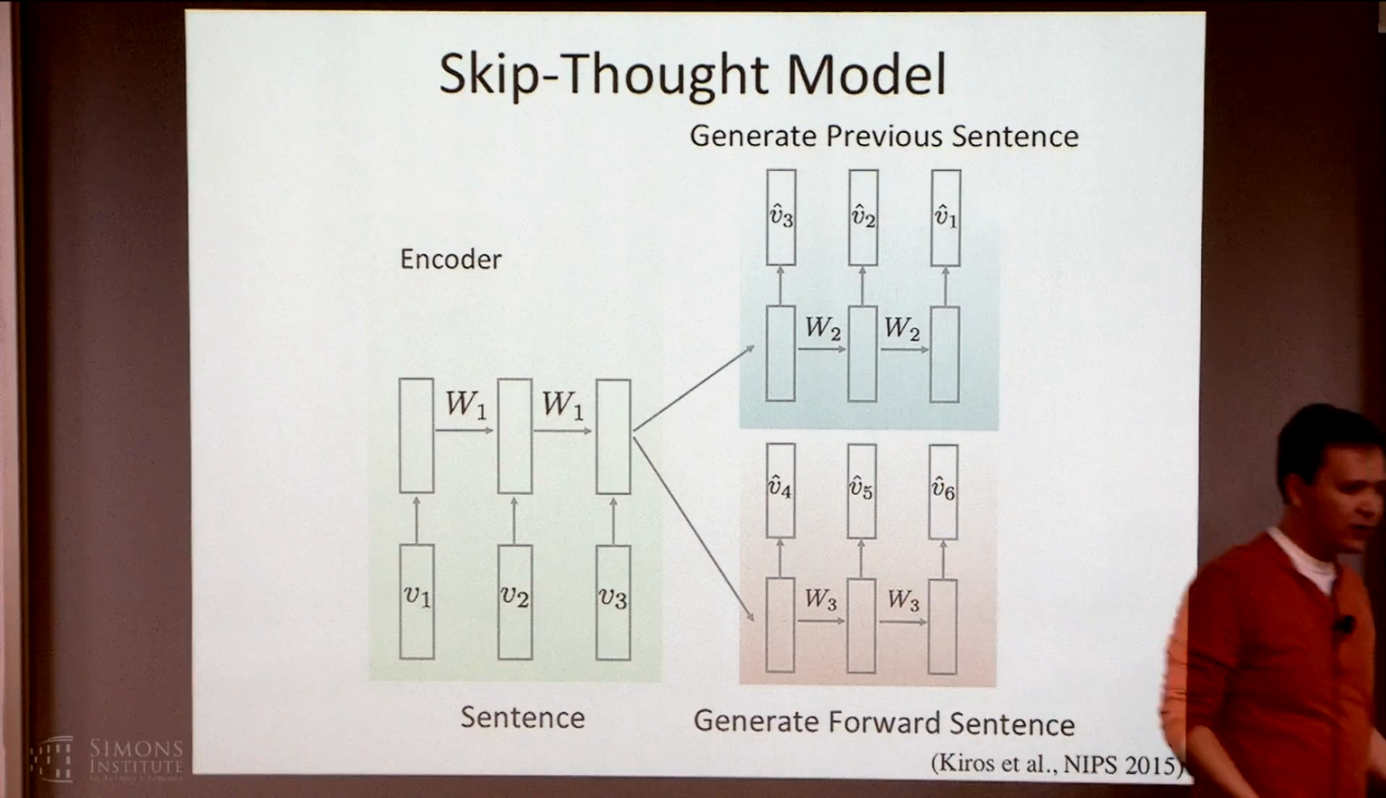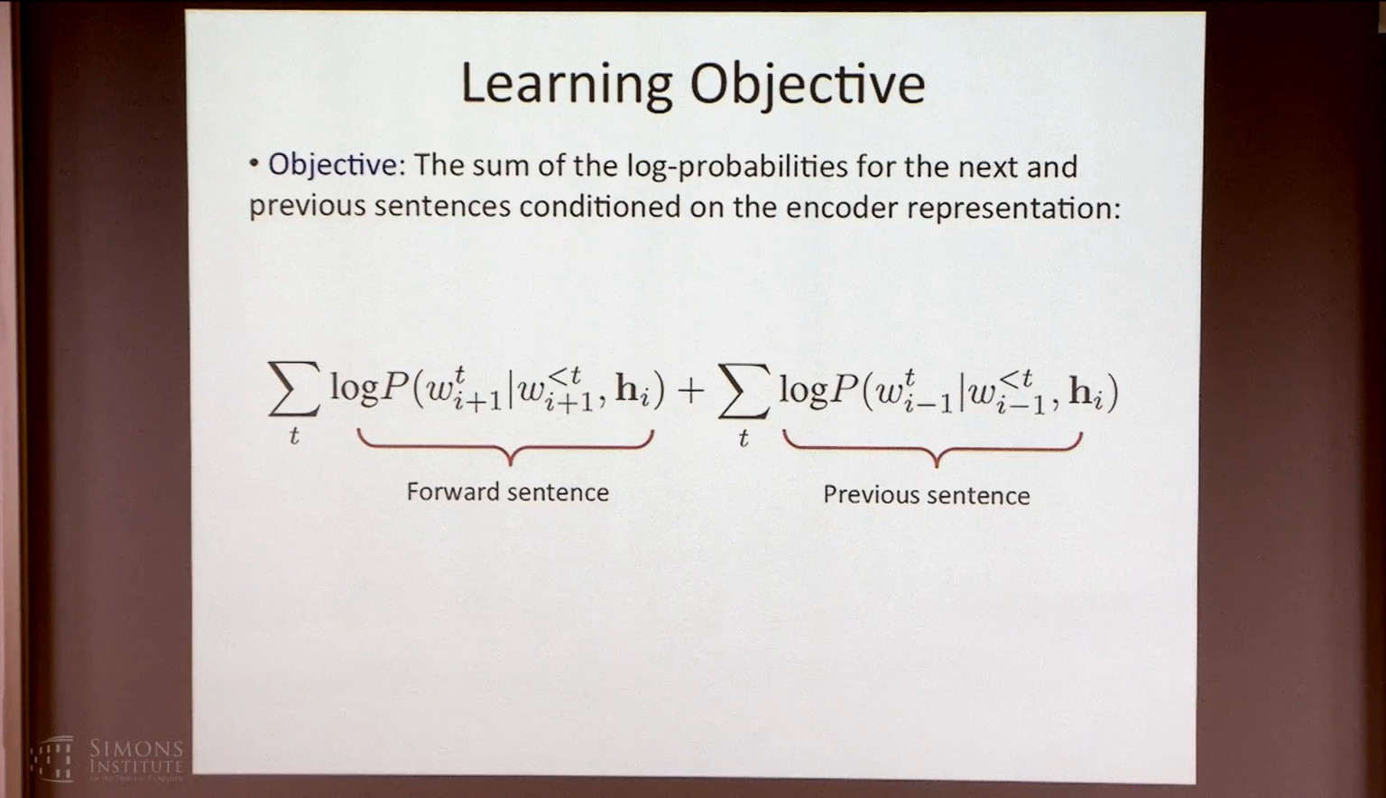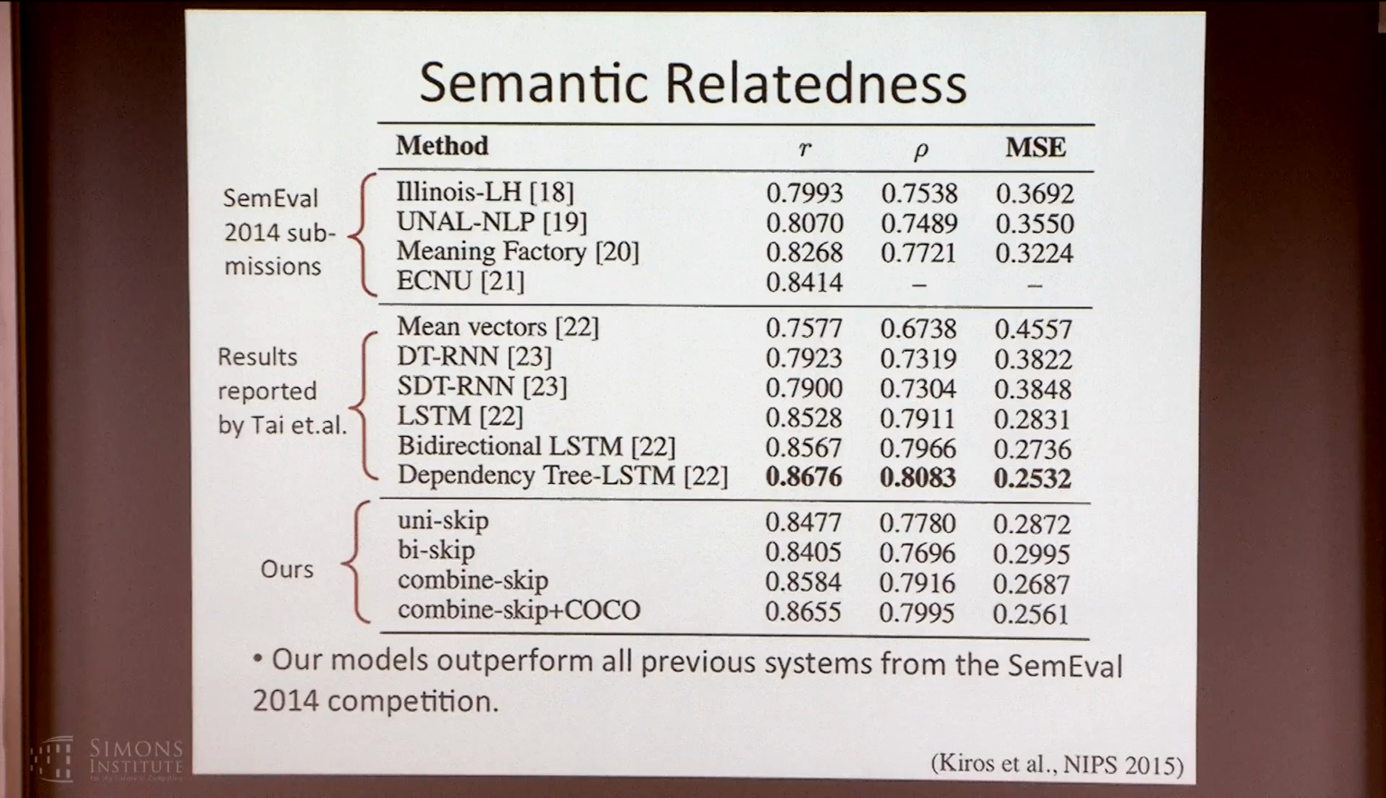So it's an extension of bag of words or word-to-vec type of systems, but based on sentences. And the whole objective is just basically the sum of the log probability of the next sentence and the previous sentence, conditioned on the representation of the encoder. And you can train this entire system. It's just a deterministic system. So we're now talking about autoencoders. You train it on 11,000 books. It's a lot of data.